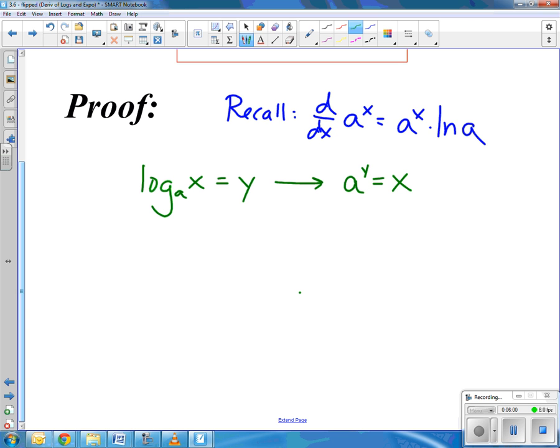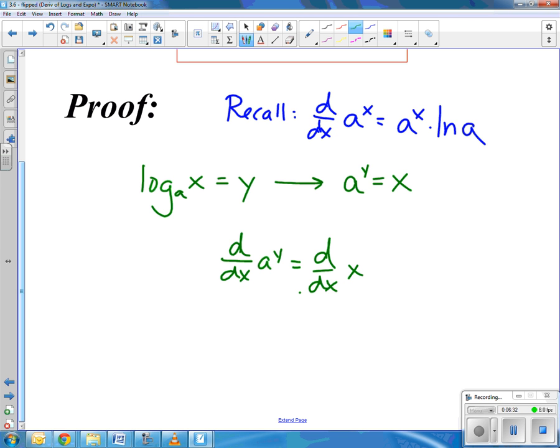All right, so now I have an exponential function, which I already know how to find the derivative of. But because I have more than one variable, I'm going to use implicit differentiation. That means I'm going to end up with those y primes in my derivative. So I'm doing the derivative of a to the y and then the derivative of x, because I have to do derivatives on both sides.